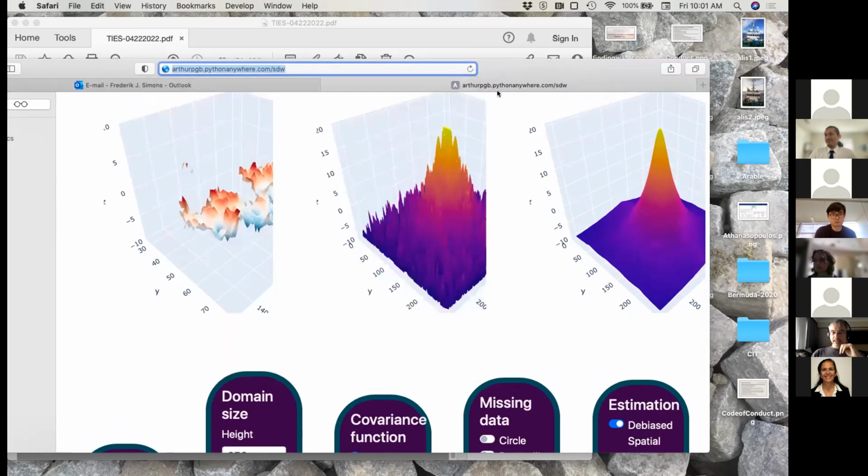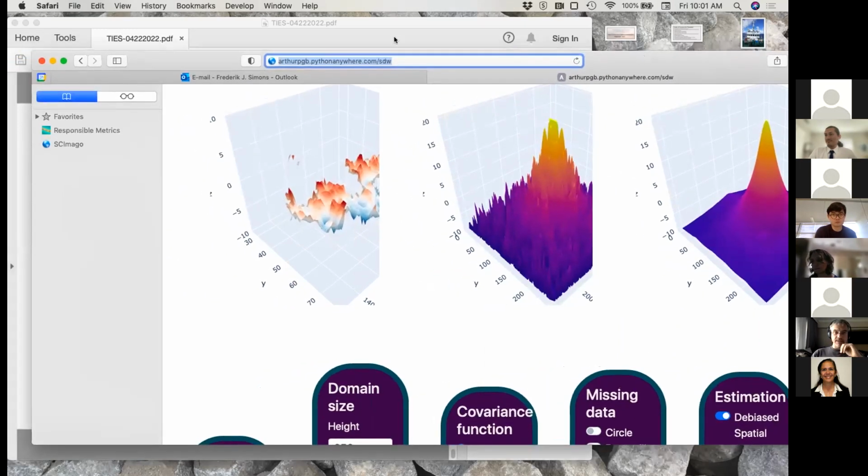It's a little gimmicky at this point, but we expect to have time to continually update it and make it even better, because that's really what we want to make sure of: that people are using this debiased likelihood, because it is working so well for us in what we do.